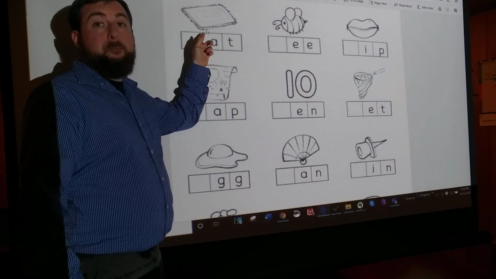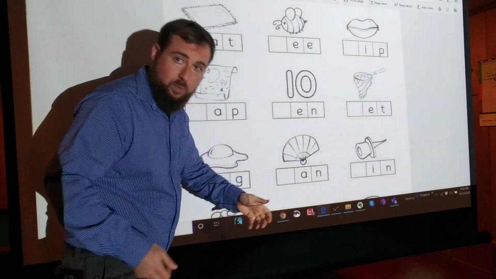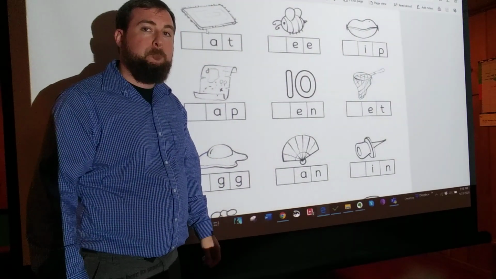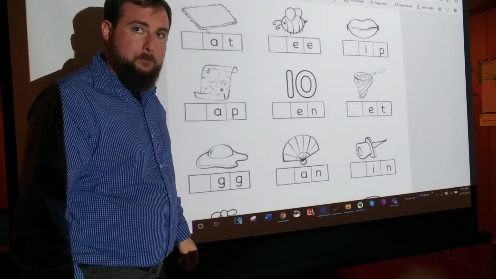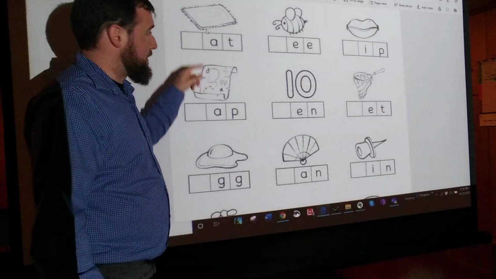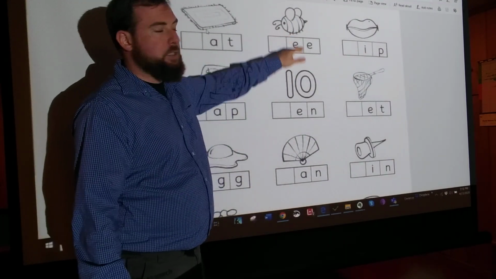Remember, this is a mat. Okay? Like we put on the floor and we walk on. Mat. Okay? So how do you spell mat? I'm not going to tell you the answer yet. You'll just have to listen. Okay. The rest, I think you know.